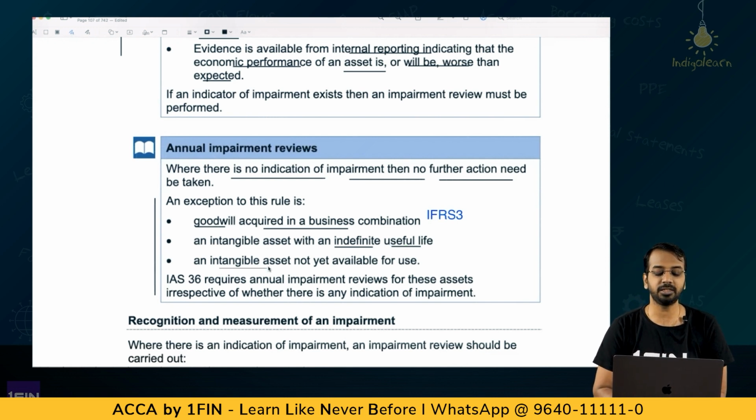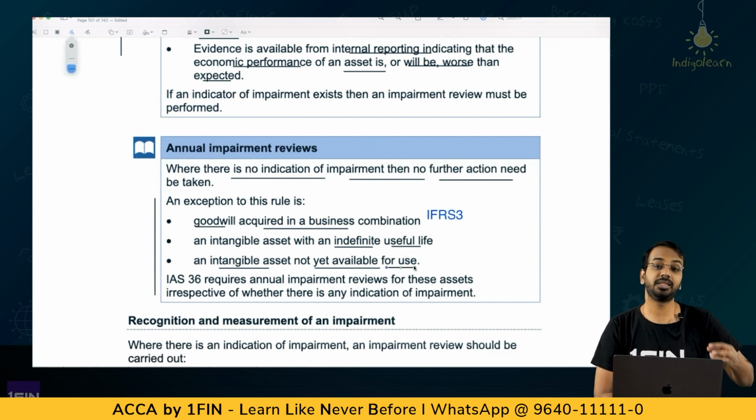And an intangible asset which is not yet available for use. Now, what do you mean by that? This is in progress.